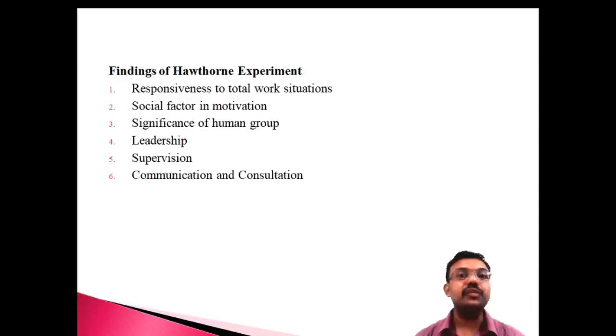And timely supervision. Supervision is another important element. That means supervising the entire activity. In order to build good human relationships, good, friendly supervision is essential. So friendly supervision must be conducted for the success of the organization.